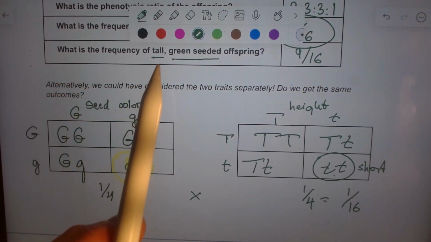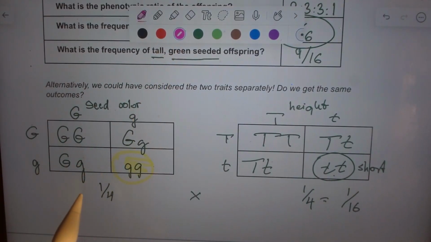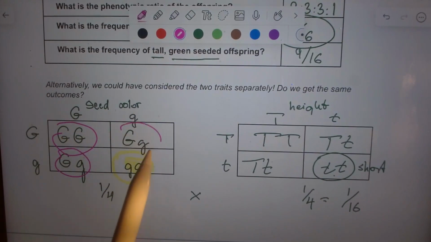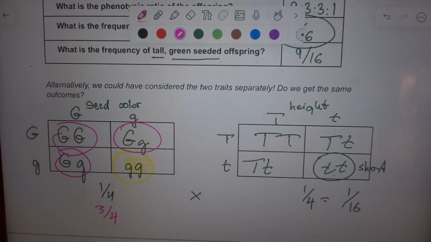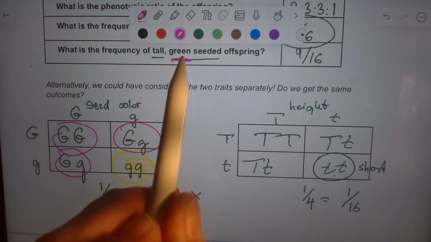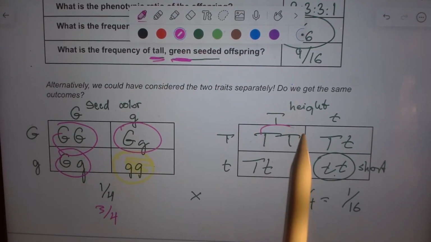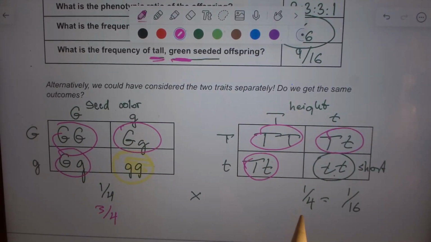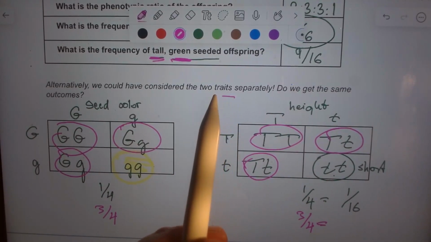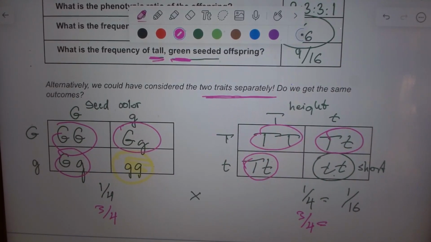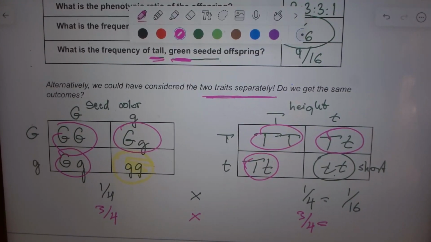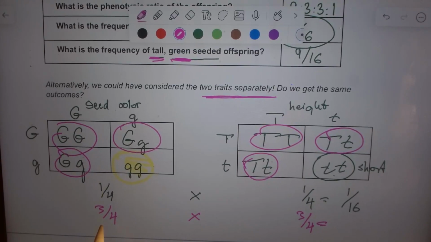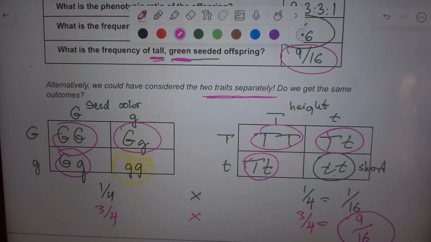Now, the other one, the tall and the green seeded. Green seeded is 1, 2, 3, and 3/4. Right? It's going to be green seeded. And tall is 1, 2, 3, it's a 3/4 again, and independent from each other because they are on two traits separately. They are independently assorting. We times them together. 3 times 3 is 9, and 4 times 4 is 16. That's the same number as we got here at the top.